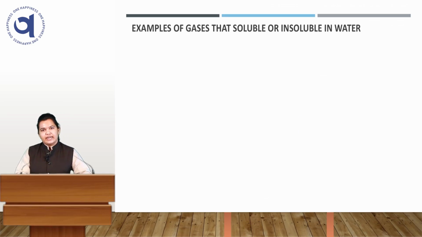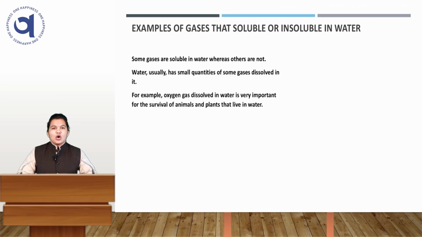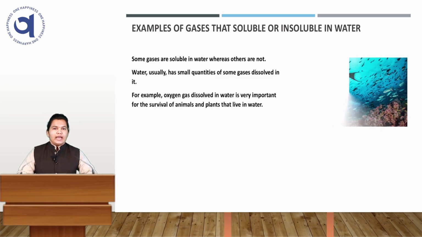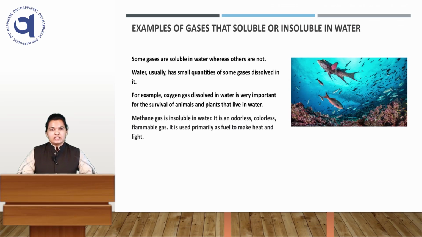Examples of gases that are soluble or insoluble in water. Some gases are soluble in water whereas others are not. Water usually has small quantities of some gases dissolved in it. For example, oxygen gas dissolved in water is very important for the survival of animals and plants that live in water, especially fish, whether they are living in sea water or any pond water.